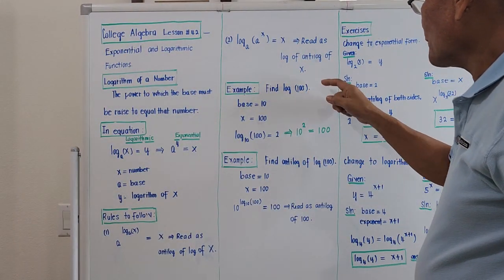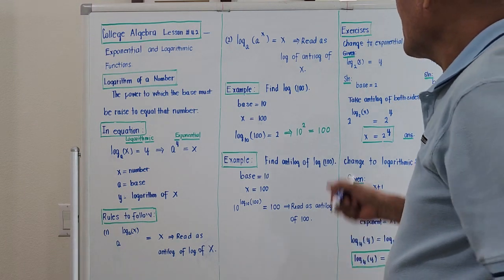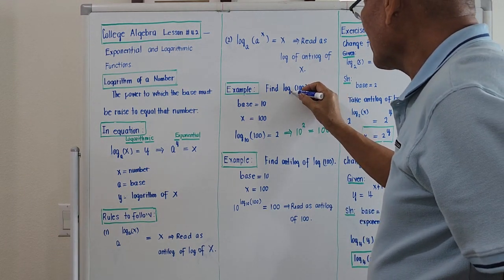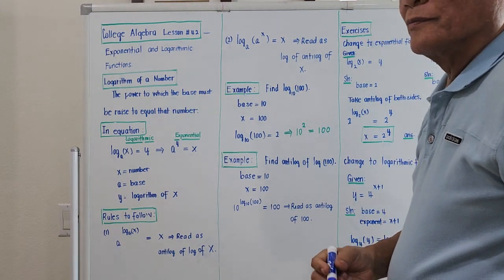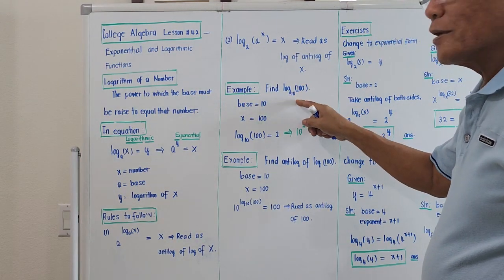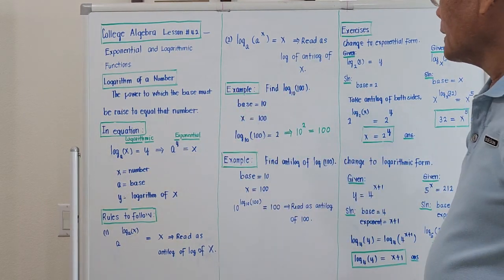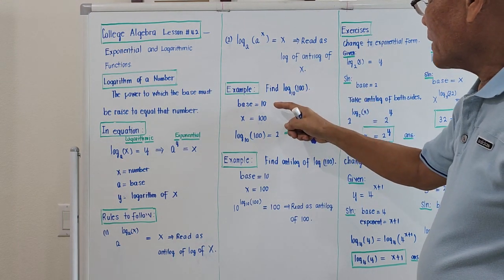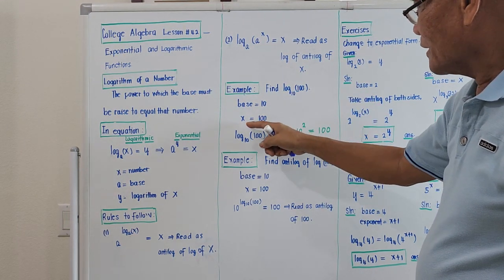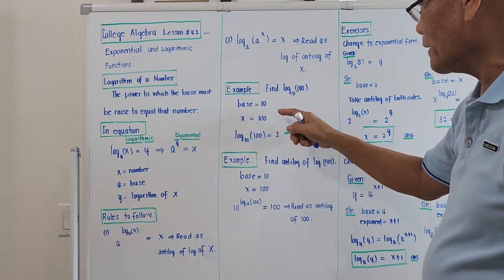Find the logarithm of 100. The base here should be 10, because under the study of common logarithm, if we do not place the base, it is understood to be 10. I will just place 10 to be specific. Find the common logarithm of 100. The base is 10, and the number whose logarithm is to be found is 100.